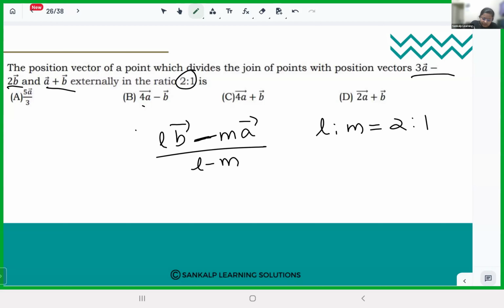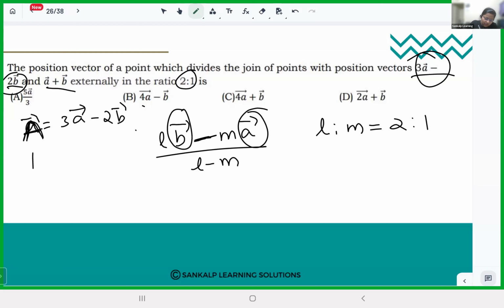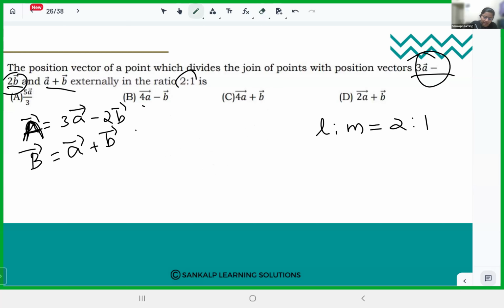And what are vector B and vector A? Here they have directly given the vectors. Let this be capital letter A, otherwise you will get confused. So, vector A is equal to 3A minus 2 into vector B, and vector B is equal to vector A plus vector B. So you can use this formula as L into vector B minus M into vector A by L minus M.